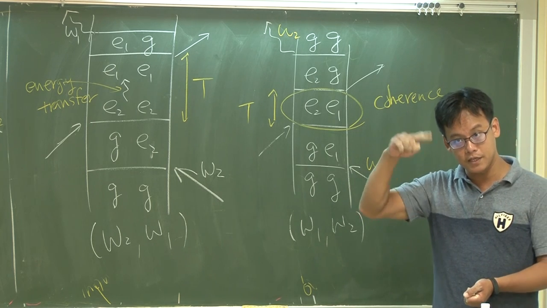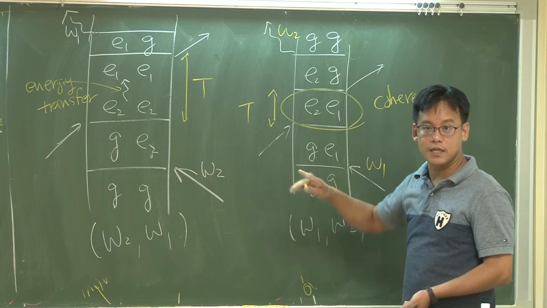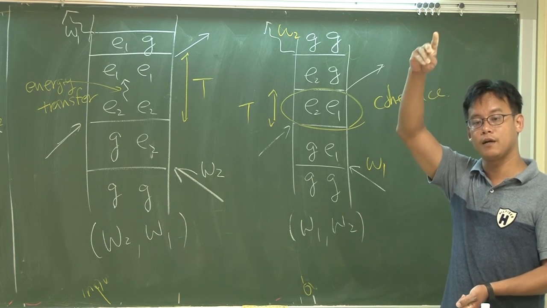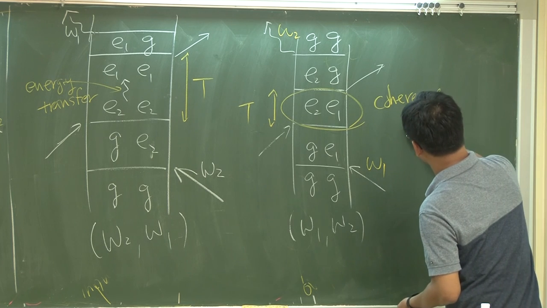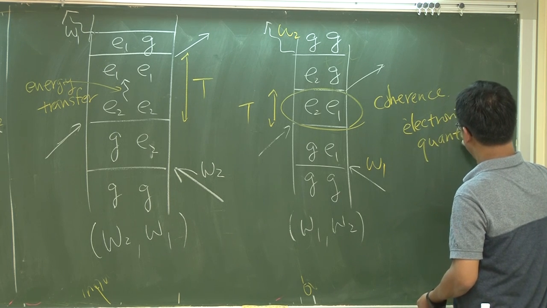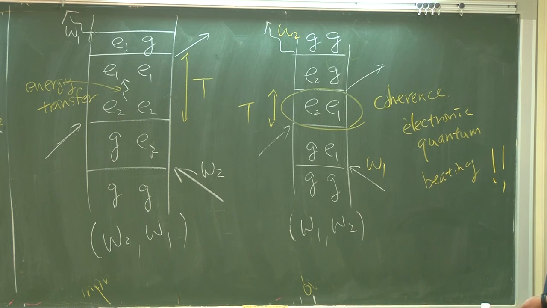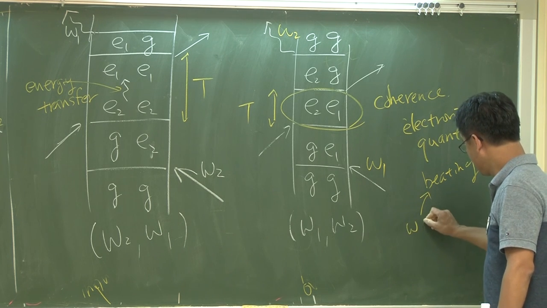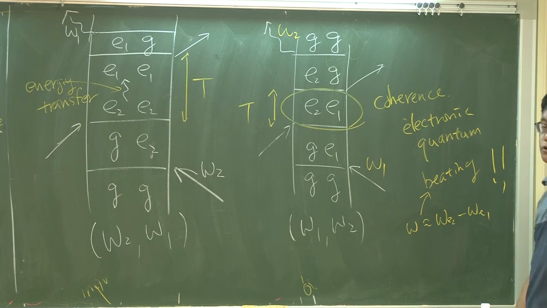Whenever you have a coherence, you have a phase evolution. So now if you measure the signal as a function of T, the population time, you will see this contribution oscillate, going from some positive value, going back negative, and positive, negative, with the splitting. Okay. So this is called electronic quantum beating, at the frequency corresponding to the energy gap. So the beating frequency will be omega E2 minus omega E1. It depends on the energy gap.